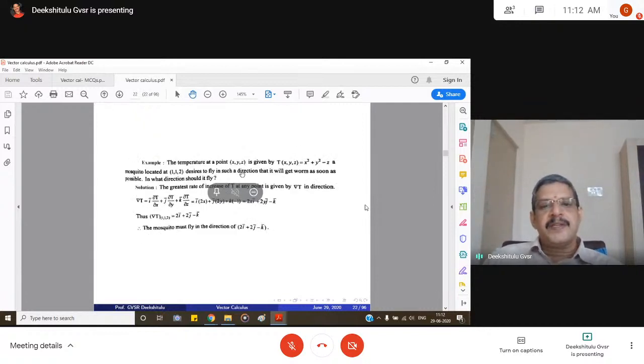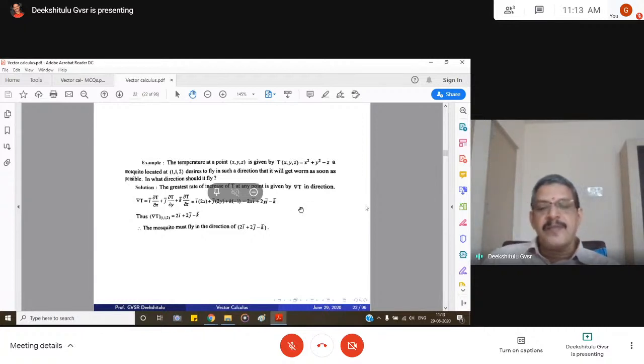This is the example I have started actually. Temperature is the energy function. It always gives a scalar, defined by a scalar point function. Temperature at a point (x, y, z) is given by T(x, y, z) = x² + y² - z. A mosquito located at (1, 1, 2) desires to fly in such a direction that it will get warm as soon as possible. In what direction should it fly?